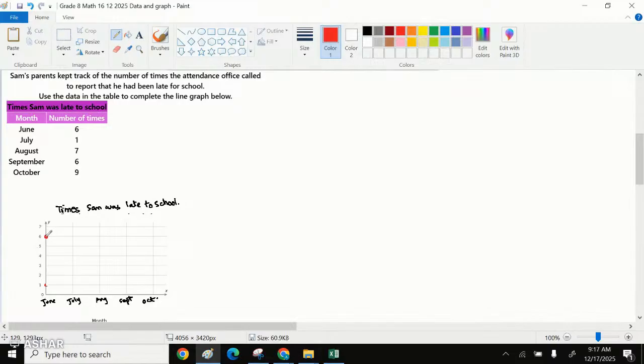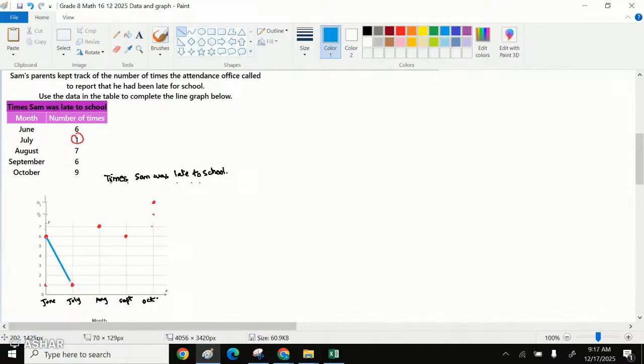In June, 6 days. After June, it's July. July was only one day he was late at school. July would be one. August was 7. September was 6. And October was 9; this is 7, this is 8, this is 9. We can always extend the graph and we can say this was 8 and this is 9 over here. Okay, so once we have these values, let's plot the graph and let's see what was the pattern.